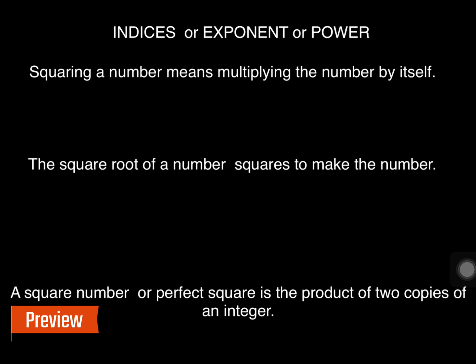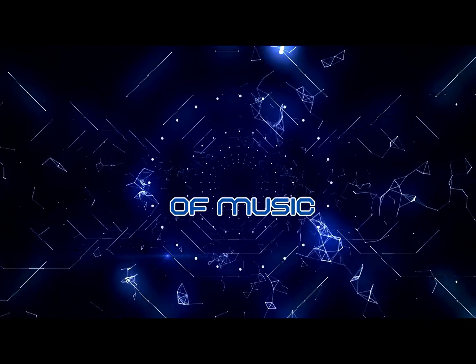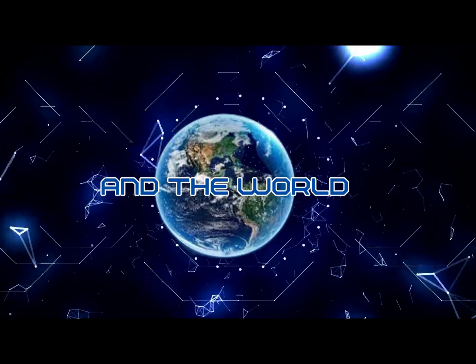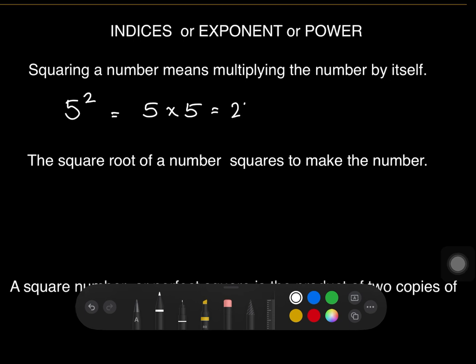Okay, so today, when we talk about indices, it is the power, or squaring a number means multiplying the number by itself. For example, if you have 5 square. So most of the problem yearly from my students, the confusion is they multiply 5 and 2, which is 10. That's not how to solve it properly. In here, squaring a number means multiplying the number by itself. That means it is equal to 5 times 5, and that is 25.